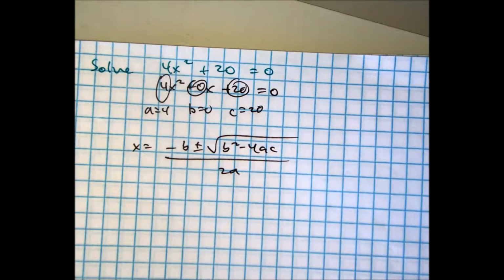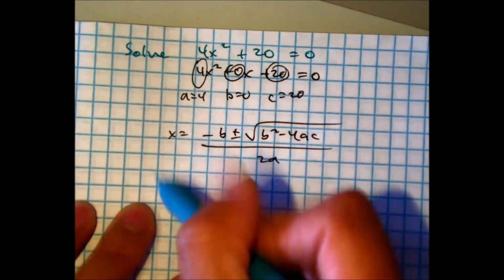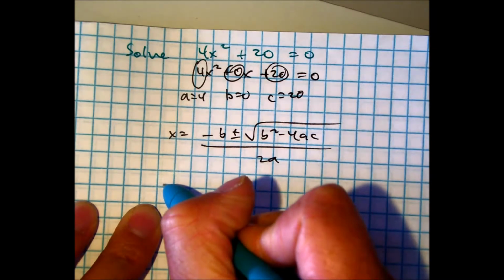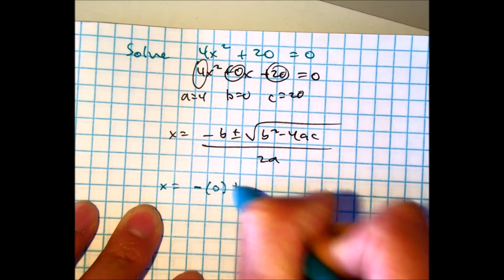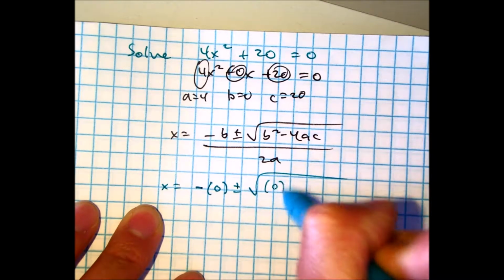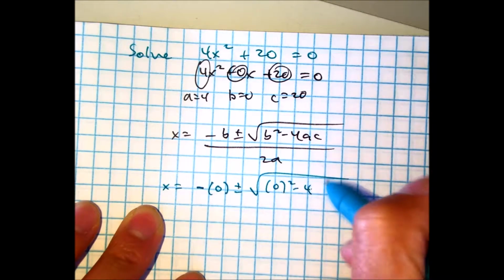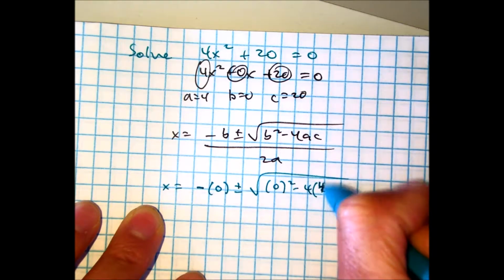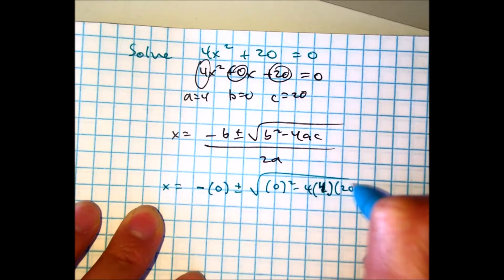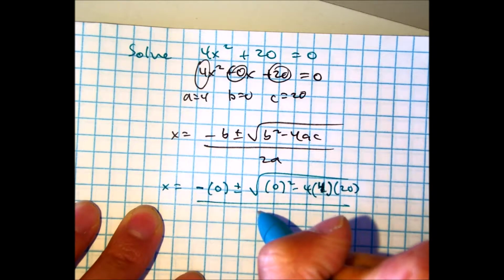Substitution. 0 plus or minus radical 0 minus 4 times 4 times 20 all over 2 times 4. A is 4, C is 20. All over 2 times what? 4.